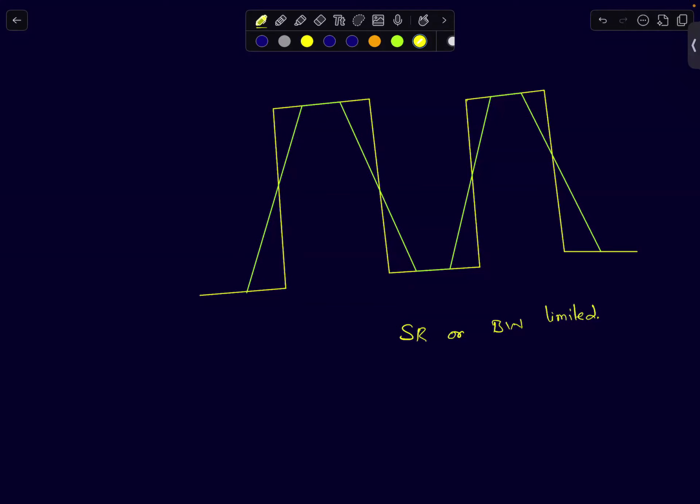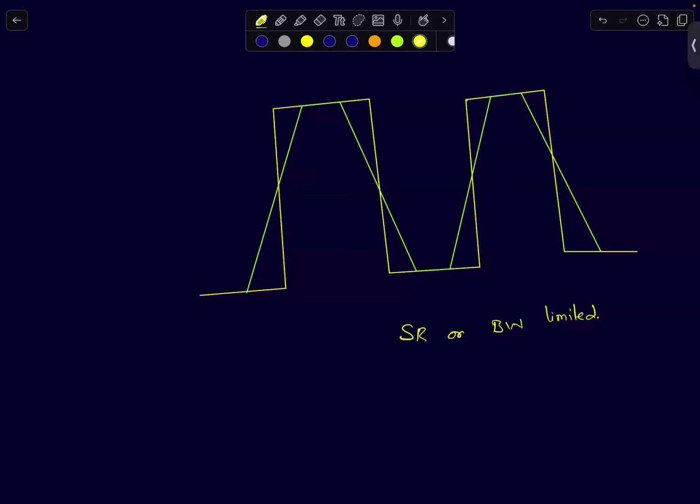Is it slew rate or bandwidth? See, remember, whenever you are bandwidth limited, if you feed a step input, you should get what kind of a response? An exponential first order response. But this looks like a ramp, right? It's just linearly increasing. And when will you have a linear increase? When you're slew rate limited. So this is actually a slew rate limited output, right?